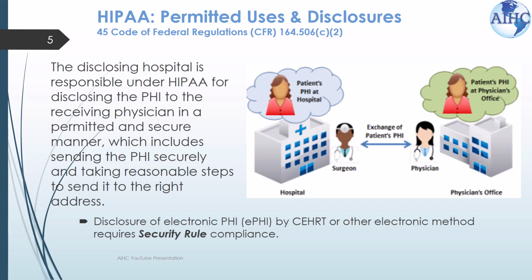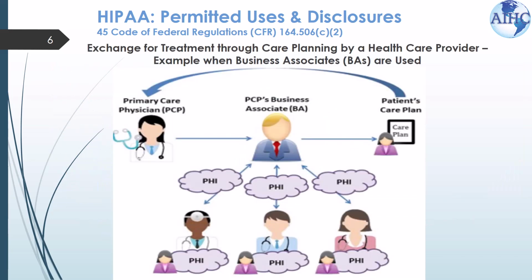Transfer of ePHI requires compliance with the HIPAA security rules. To develop the plan, the BA requests pertinent PHI about the patient from the patient's other providers, such as hospitals the patient has been admitted to for the same or similar medical care, and the patient's health plans. Each of these covered entities may disclose the relevant PHI for care planning purposes, using certified electronic health record technology, CEHRT, or other electronic means.